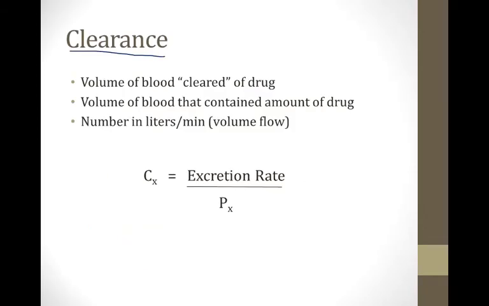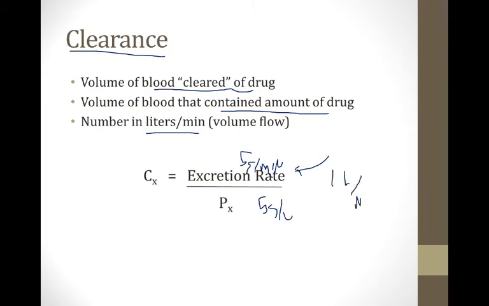So back to our slide, clearance represents the volume of blood cleared of a drug. It's the volume of blood that contained the amount of drug that the kidneys removed. It's a number in liters per minute or volume flow that the kidneys are clearing, and we can calculate it by taking the excretion rate, for example, 5 grams per minute, if that were the excretion rate of a drug, and then dividing it by the plasma concentration. For example, if the plasma concentration were 5 grams per liter, we could put that on the bottom, and then we divide these two numbers, and we would get a clearance rate of 1 liter per minute for drug X by the kidneys.